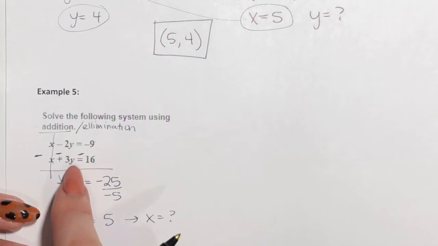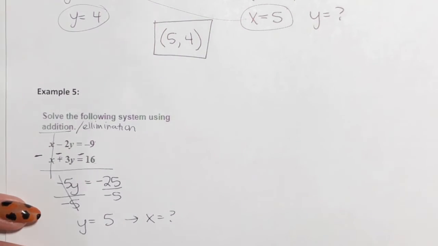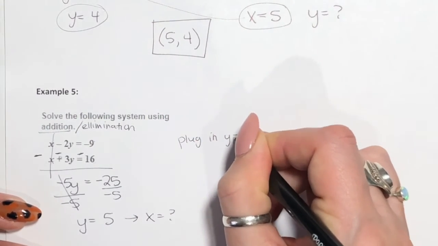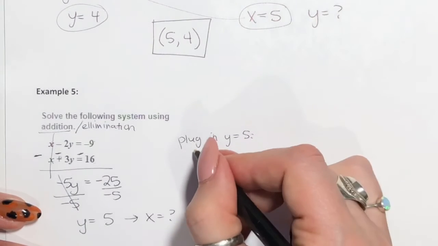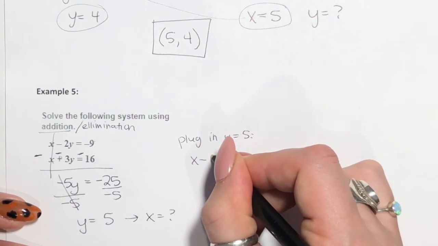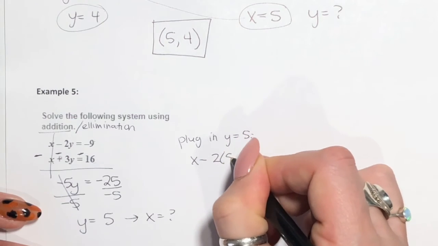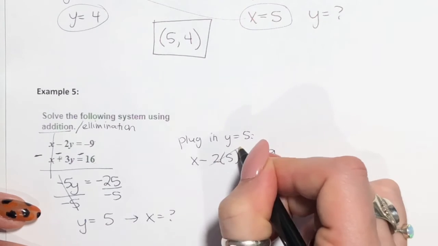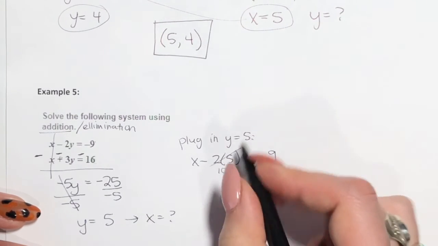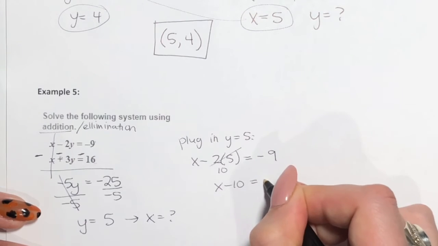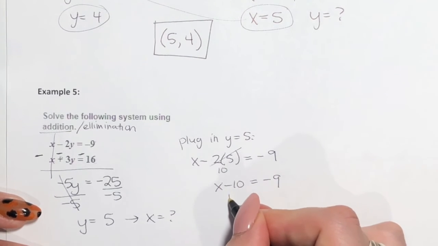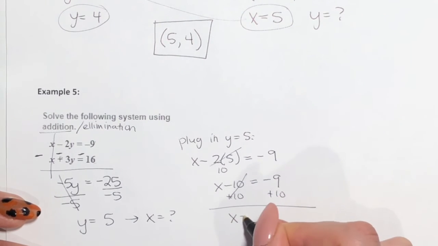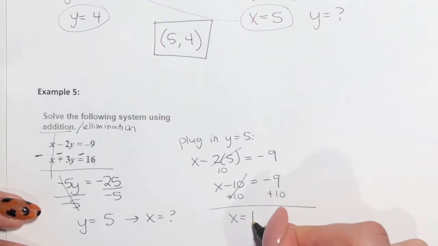So you can pick either equation to plug it into. On this one, there's probably not much of a difference. So let's plug in y equals 5. I'm just going to do the top row. So I'm going to get x minus 2y, but instead of the y, I'm going to plug 5 in, equals negative 9. Well, negative 2 times 5 is negative 10. So I have x minus 10 equals negative 9. So solving for x, we need to add that 10 over. So those cancel, and I get x equals negative 9 plus 10, which is 1.